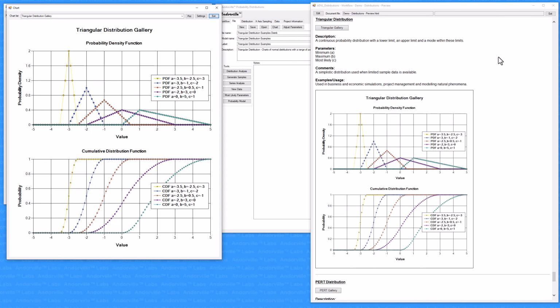The triangular distribution is a continuous probability distribution with a lower limit, an upper limit, and a mode within these limits. The parameters are the minimum, the maximum, and the most likely. This is a simplistic distribution used when limited sample data is available. The distribution is used in business and economic simulations, project management, and modelling natural phenomena.